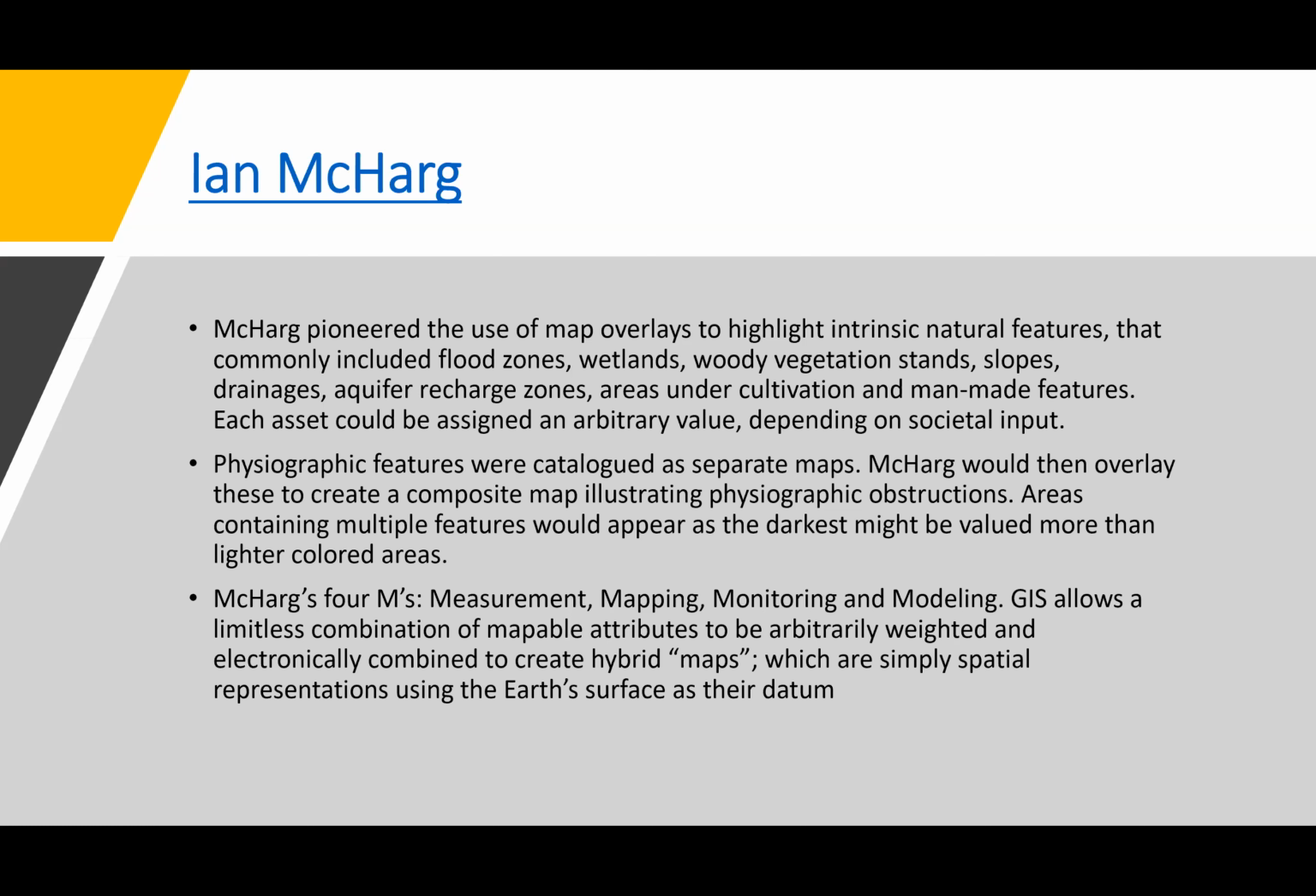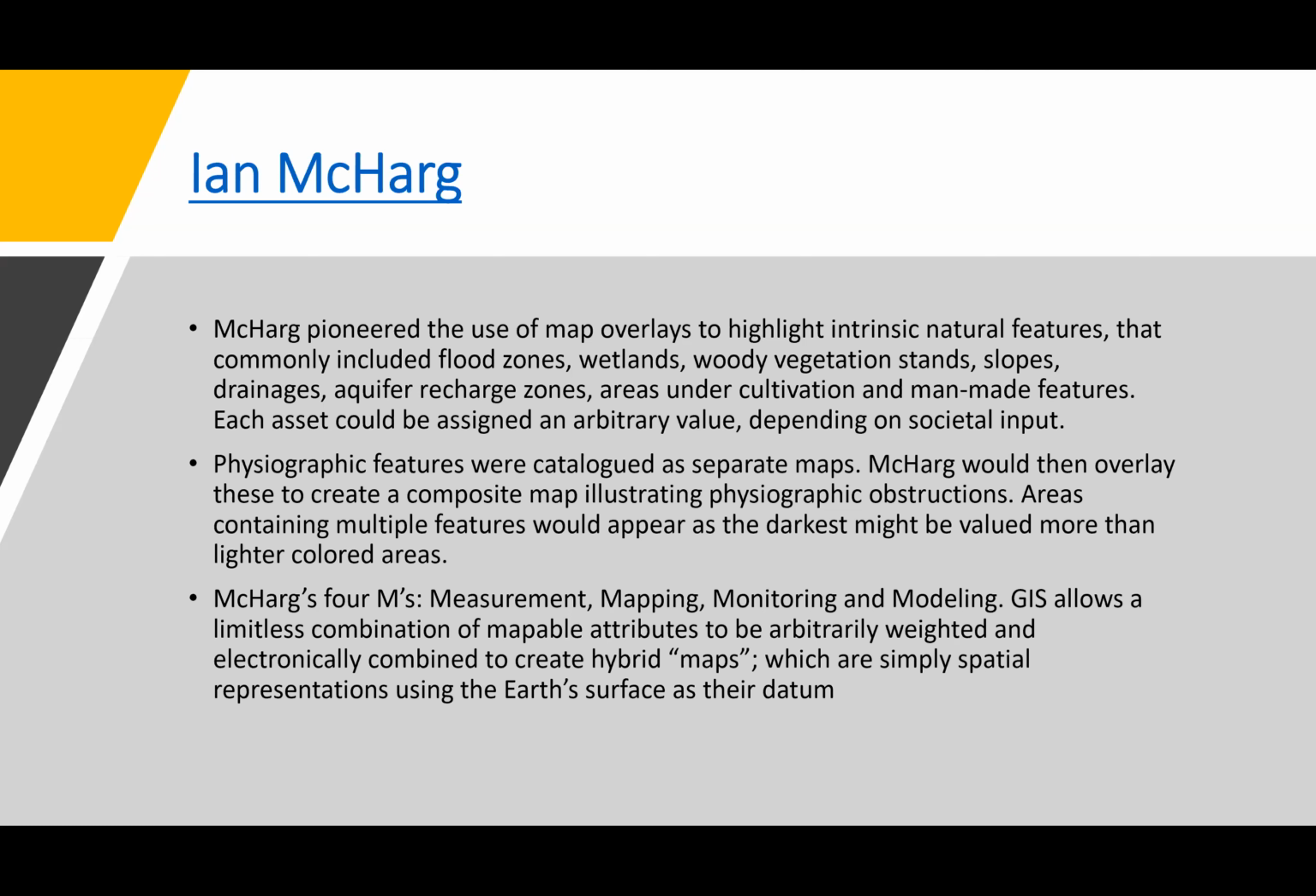And so physiographic features were cataloged as separate maps, and then McHarg would then overlay these to create a composite map illustrating these different obstructions. That was part of his design method. Ian McHarg is Design with Nature. Areas containing multiple features would appear as the darkest, again, the density, and might be valued more than lighter color areas. So as you see more density of information on top of each other, that might be through this process something really important to consider, that we have a density of activity in this particular space. Is it something that we want to change, or is it something we want to retain?